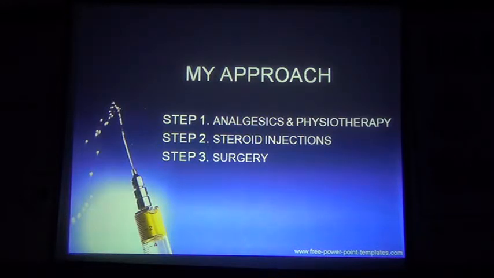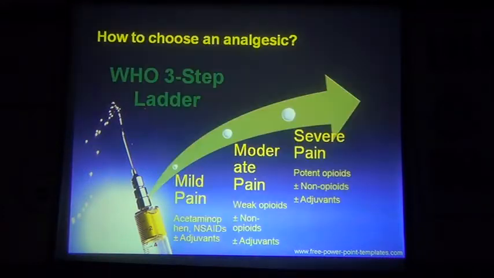If the patient is not responding to it, then we give a steroid injection on the affected side, in cases of osteoarthritis, periarticular shoulder, tennis elbow, anything. Around 90-97% respond to conservative management. If these people are not responding, then the surgical option is given. So steps 1, 2, and 3, this is the way I approach my patients in OPD.